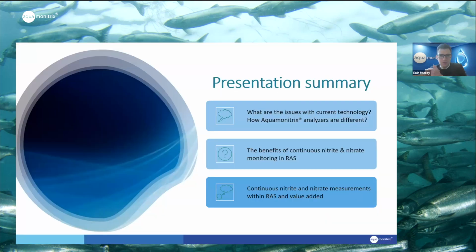In the presentation, we'll touch on issues associated with other currently available technology, how Aquamonitrix analyzers are different, the technology on which the analyzer is based, the benefits of continuous nitrite and nitrate monitoring within RAS, and also how continuous nitrite and nitrate measurement within RAS facilities can add value for not only biofilter startup and feeding and so on, but also optimization of water usage.